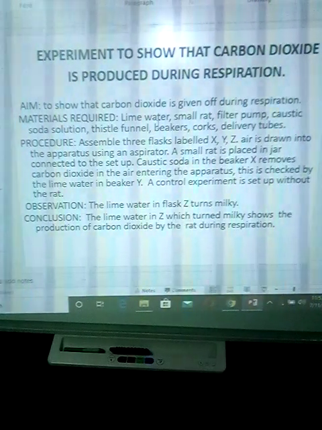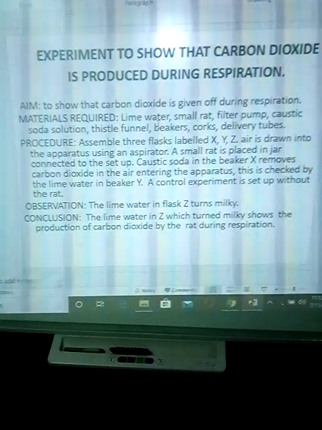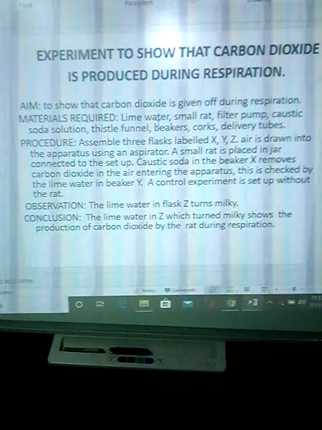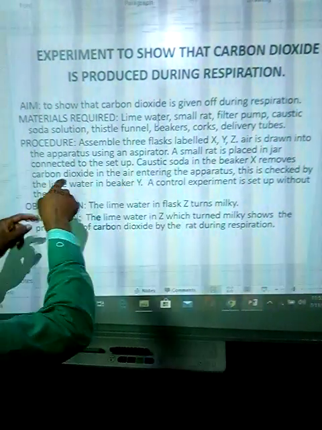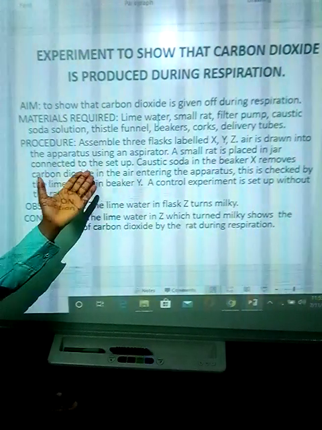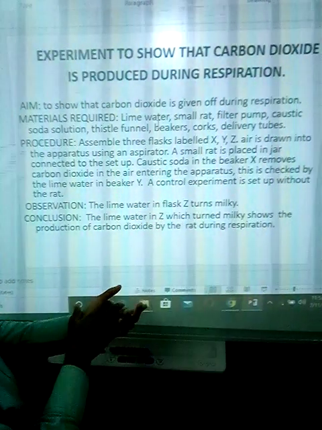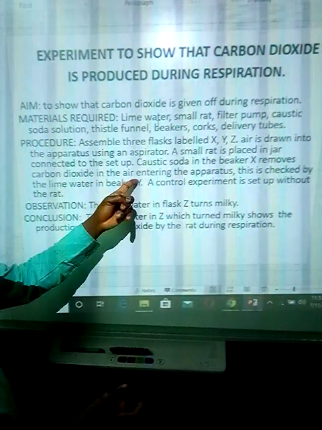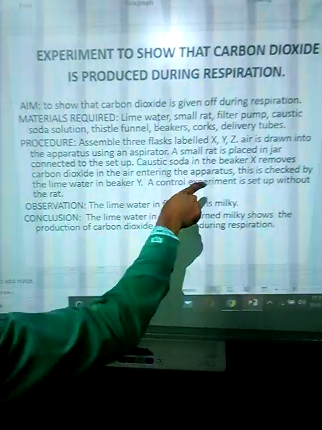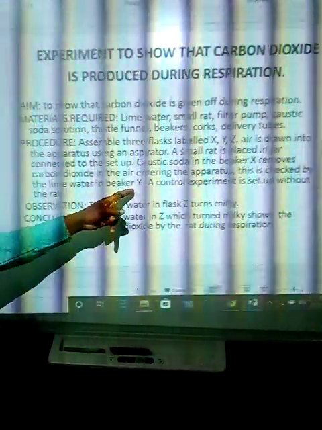Procedure: assemble 3 flasks labeled X, Y, Z. Air is drawn into the apparatus using an aspirator. A small rat is placed inside the jar, which is connected to the setup. Caustic soda is put into beaker X, which removes carbon dioxide from the air entering the apparatus. This is checked by the lime water in beaker Y.